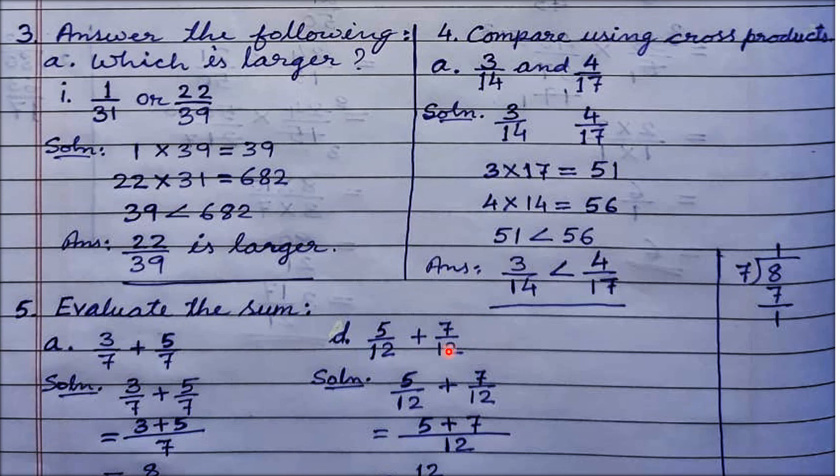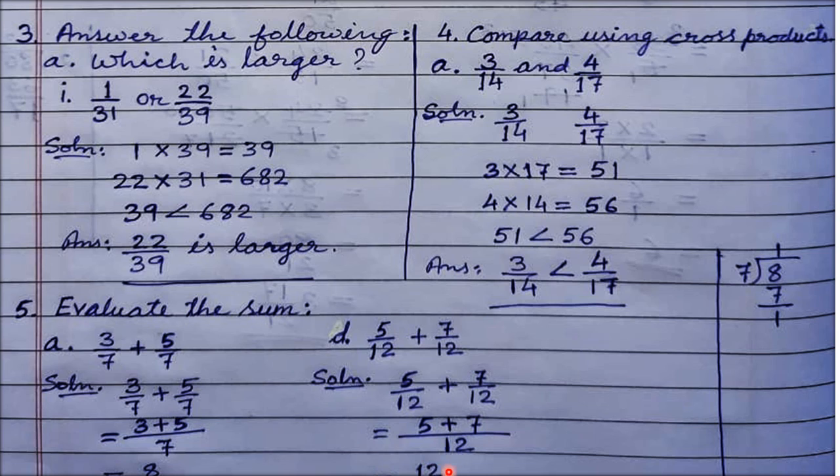Next 5 by 12 plus 7 by 12. Again same thing, since denominators are same, so they are like fractions. 5 by 12 plus 7 by 12, the LCM of 12 and 12 is going to be 12 only, or in such cases directly write the common denominator 12. Then add the numerators 5 plus 7, and that is 12. So 5 plus 7 is 12, so we get 12 by 12.